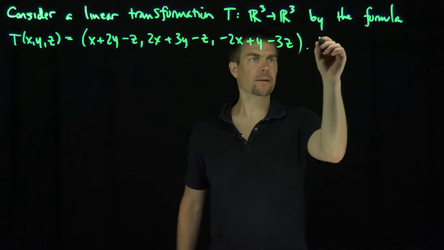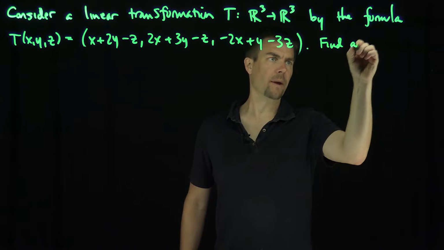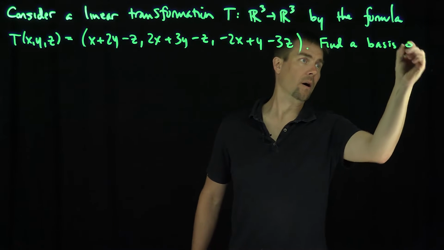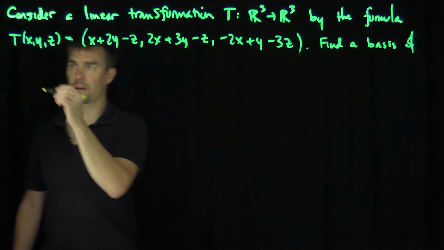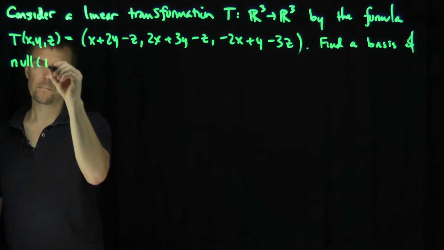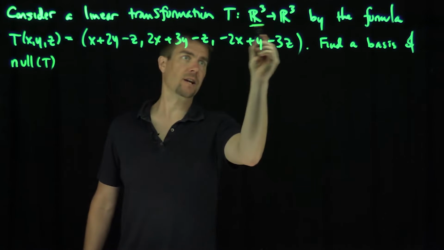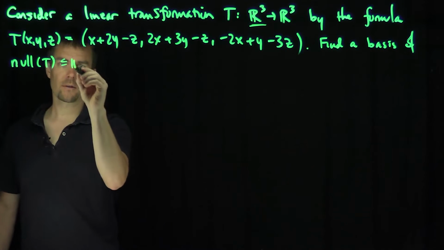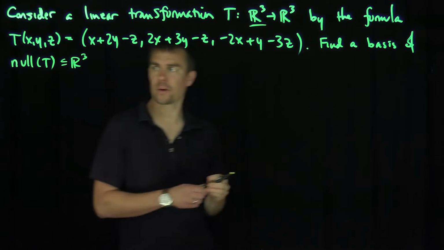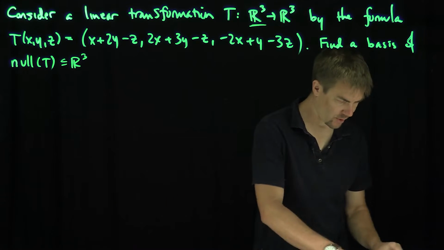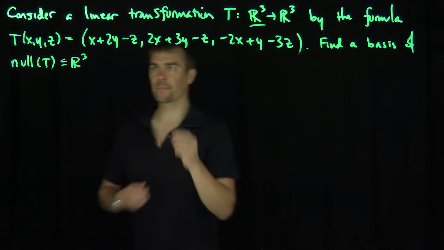Okay, let's find a basis of the null space of T. Of course, this null space of T is contained in R3, right? Contained in R3. Okay, so let's do it. So what we're going to do is construct the matrix that's associated to T.